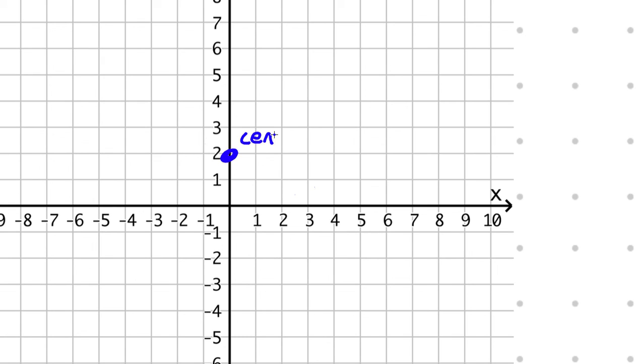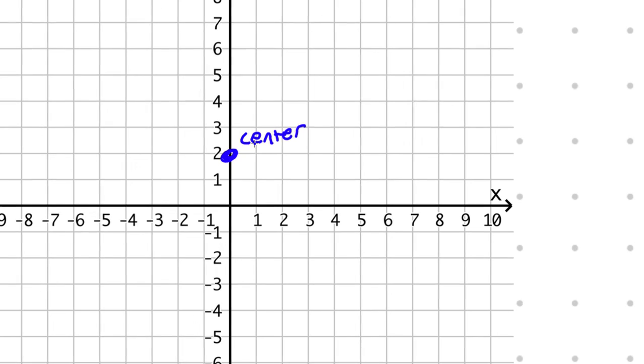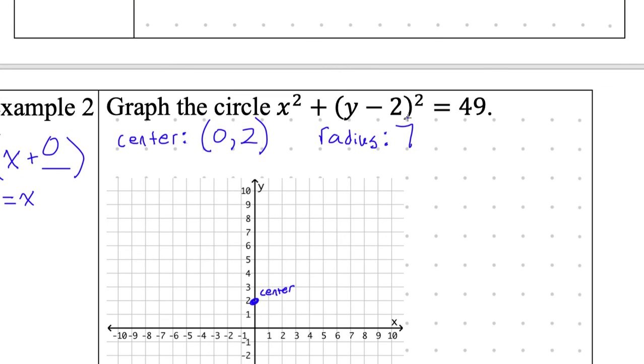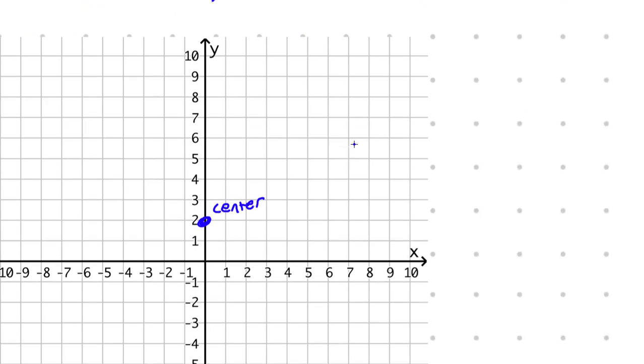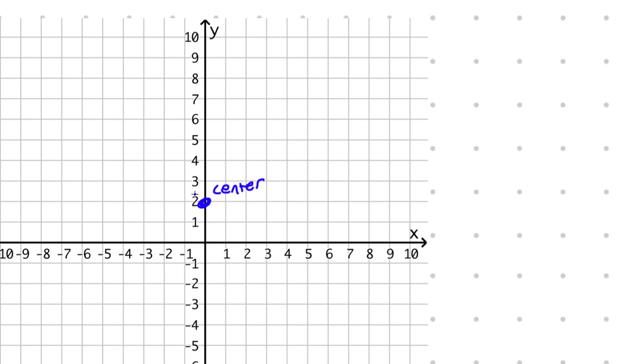Label it. That's the center. Done. Okay, then I'm going to count out 7. 7 is the radius. The radius can go to the left. It can go to the right. It can go up. It can go down. All of those. Let's do all 4 of them. So I'm going to go up 7 from the center. I'm going to count up 1, 2, 3, 4, 5, 6, 7. Well, 2 plus 7 is 9. So I'm going to go up to 9.